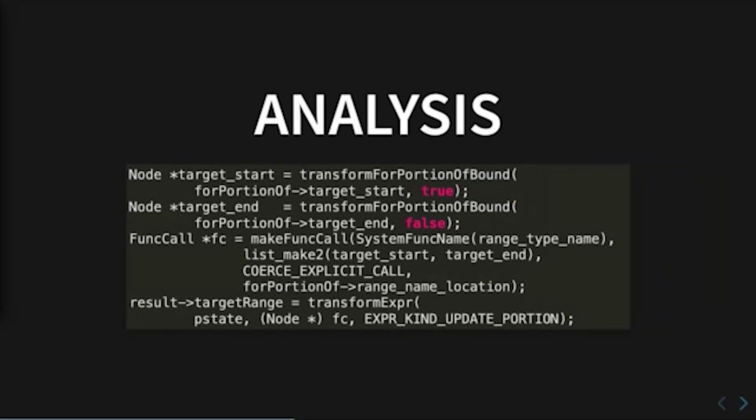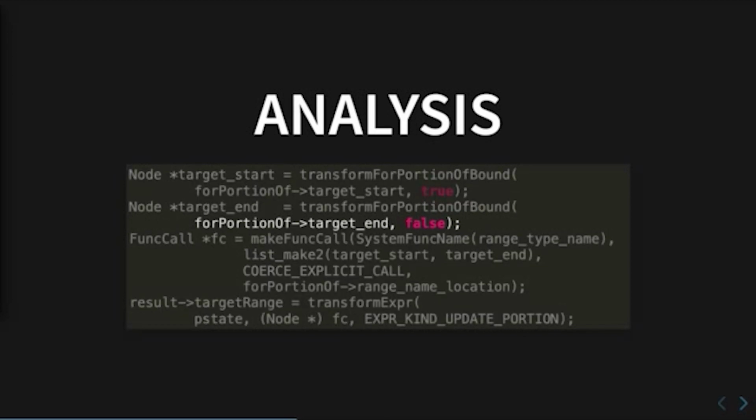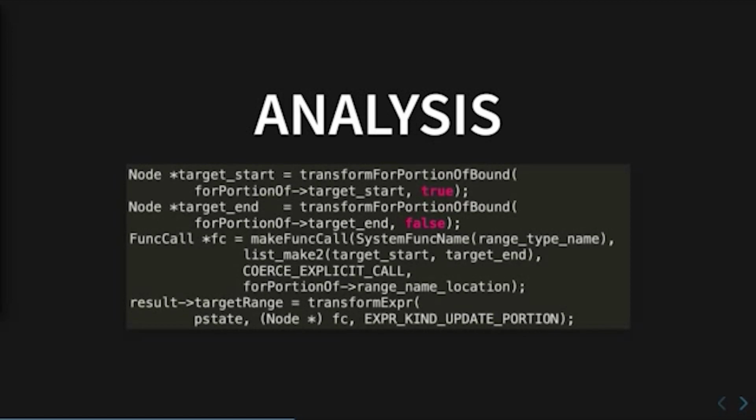All right. Here's a little bit more from my analysis code. We want to build an expression from the targeted range. So I mentioned this before. We want to get the individual bounds as nodes. Actually, this function is transform for a portion of bound. It almost doesn't need to be a function, but we do want to handle a special keyword here to support an unbounded use case.